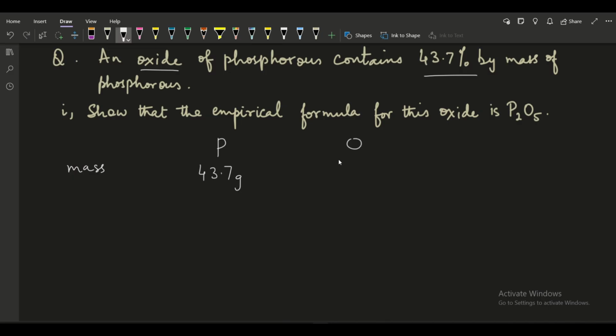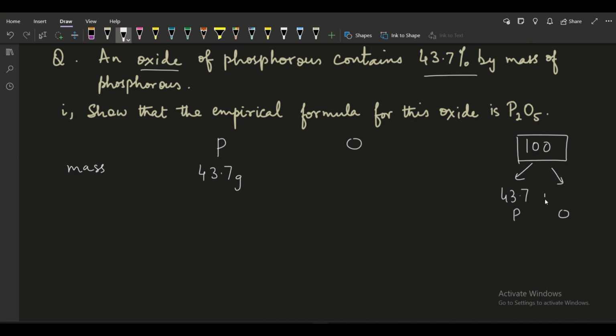As it's given in the question. Now, what about the mass of oxygen? As we have taken its percentage, the total is 100. Whenever you take a percentage, the total is always 100. So out of 100 you have 43.7 gram, or this much percentage, of phosphorus. So the remaining would be oxygen.